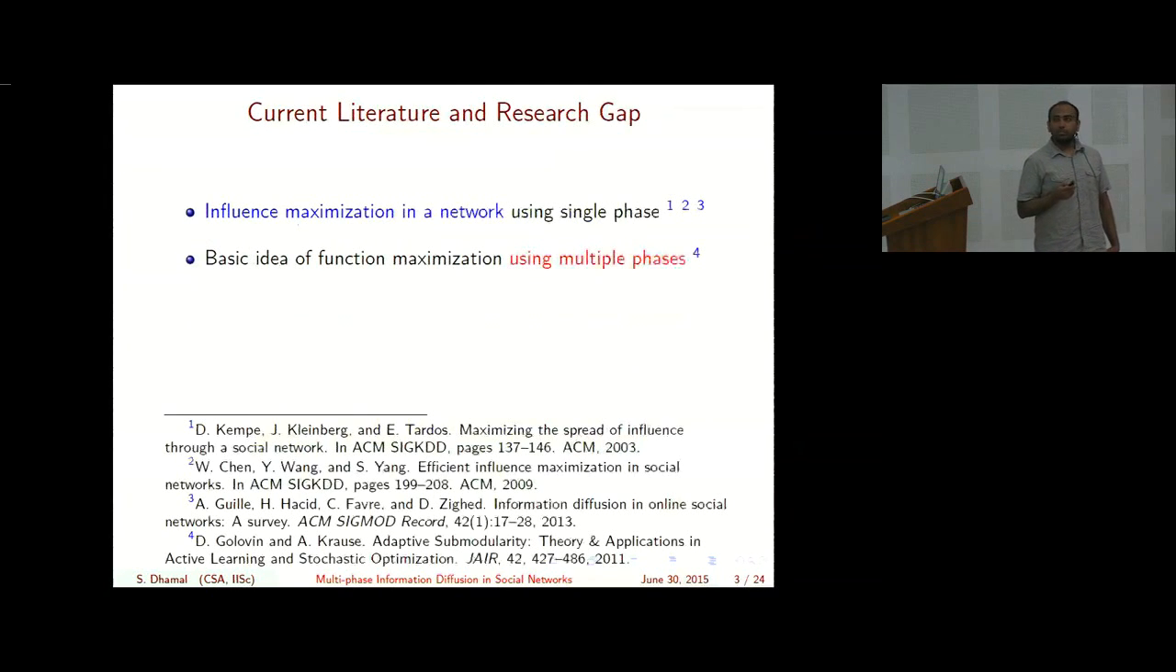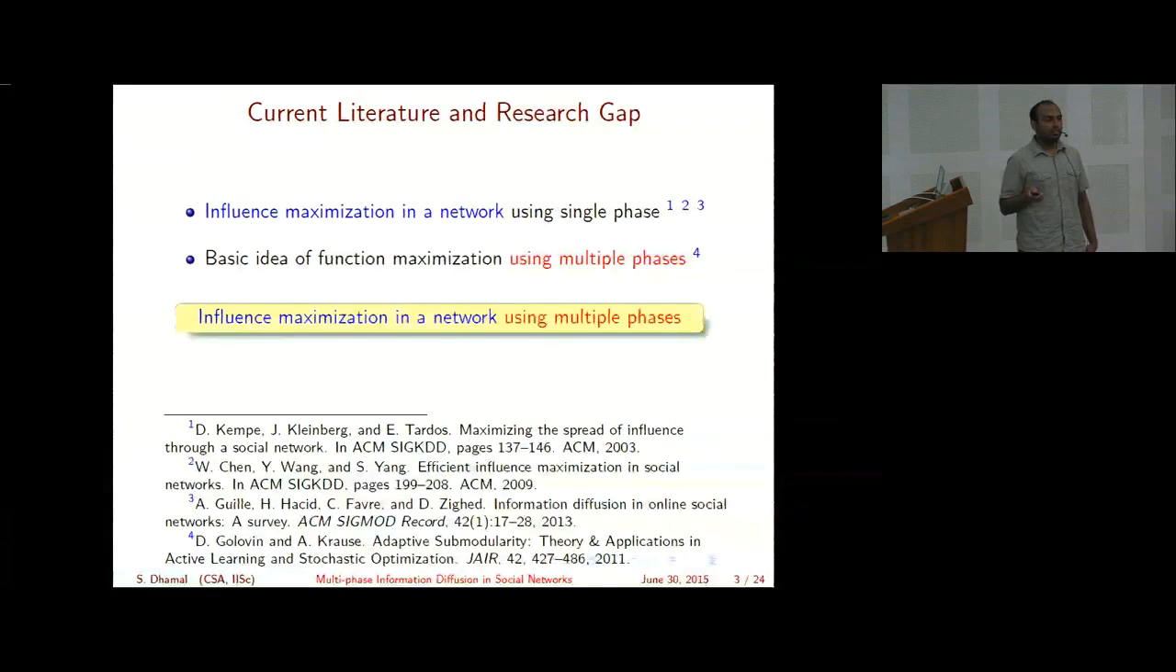Okay, so coming to the current literature, there is a vast literature on influence maximization in networks for the past 1.5 decades or so. But a lot of it is based only on single-phase diffusion. The basic idea of multi-phase maximization of a particular objective function is used in a particular paper, which you can go through. We apply this approach of multi-phase objective function maximization to the problem of influence maximization in social networks.